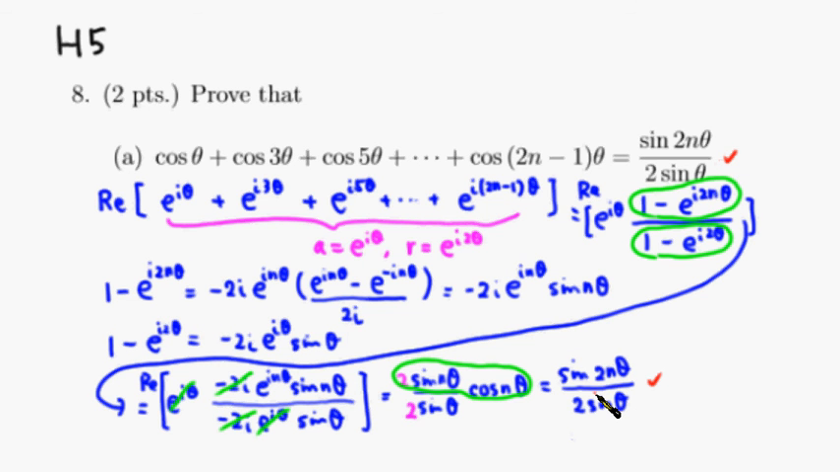So this is part A. In order to do part B, it's exactly the same geometric series, except that you would take the imaginary part of the expression. When you take the imaginary part of this, you're going to end up with sine of n theta there. So that's how you do part B, but I'll let you complete part B. Alright, that's it. I hope that this was clear.